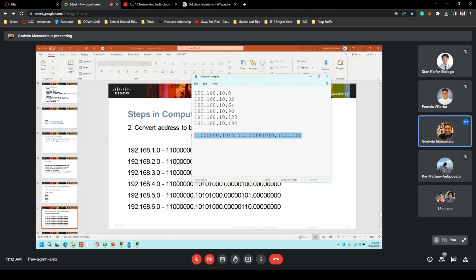Next is the 32. Copy, paste. 32 is somewhere here. Next is 64, 64 is here. 96 is 64 plus 32. 128 is here. 192 is 128 plus 64. Okay, so that is now the binary conversion. Next.